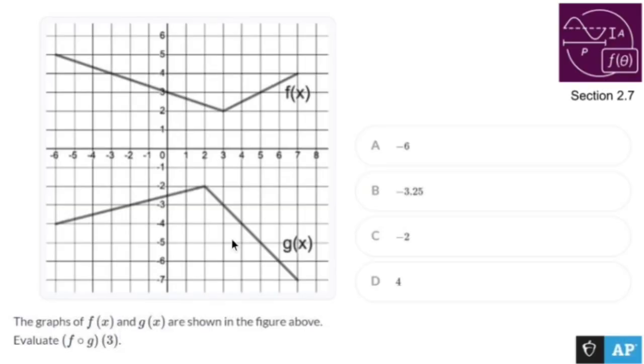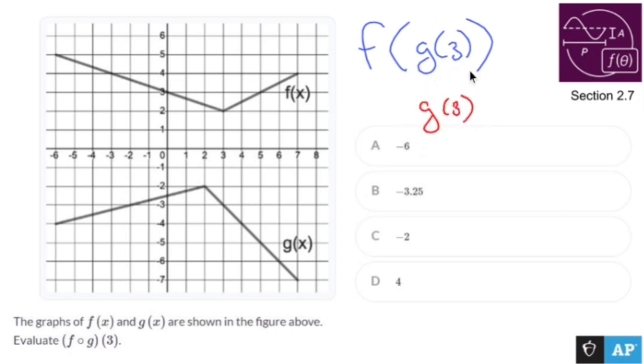The graphs of f(x) and g(x) are shown in the figure above. Evaluate f(g(3)). Now, this can be written as f of g of 3. So what I'm going to do is find out what g(3) is, and then once I have a number, I can find f of whatever that is.